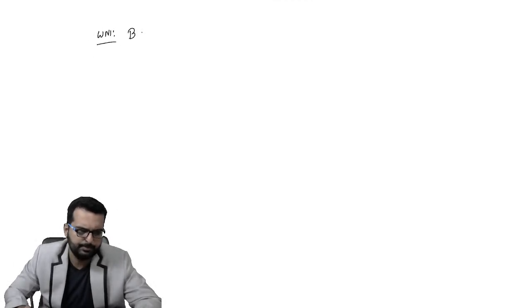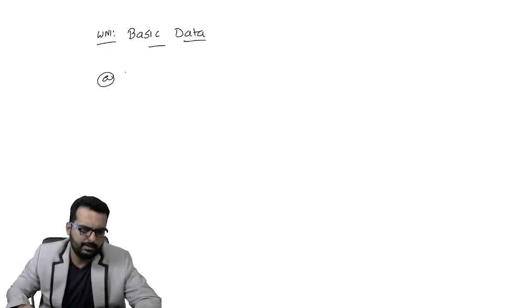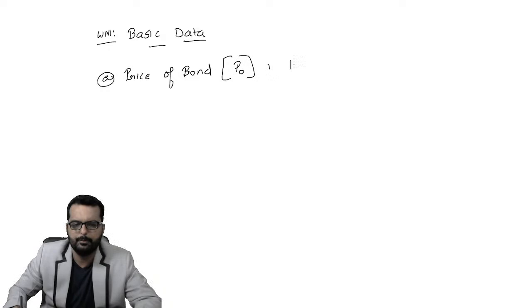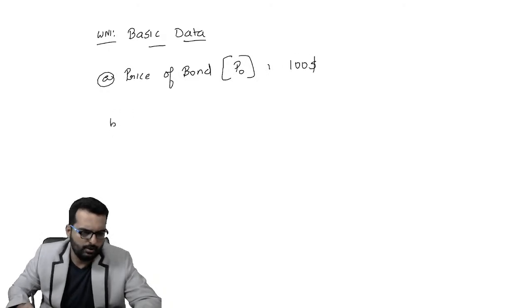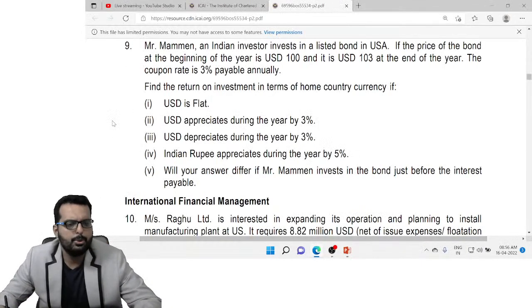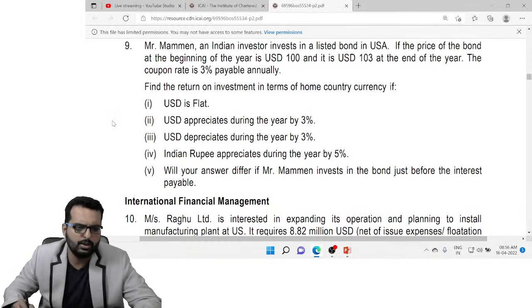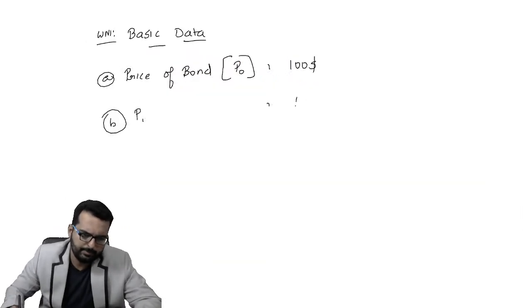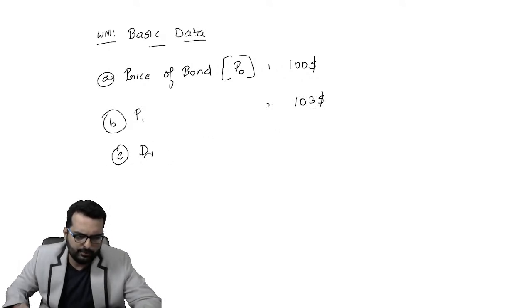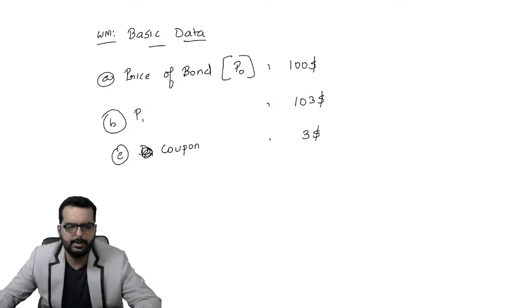So I'll write down working note number 1. Basic data. Price of the bond, I'll call it P0, is $100. Point number 2, they have told the closing price P1 is going to be $103. And they have talked about the coupon, not the dividend, which is going to be $3.